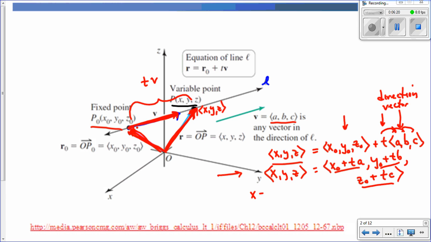So x would be equal, this x right here is equal to this component, x naught plus a times t, y, this component, is y naught plus b times t, and z is equal to z naught plus c times t. And notice in this parametric form, we have the point, that initial point, the x, the y, and the z components, the coordinates for that initial point that's on the line, and then the coefficient of these t's is that vector's components that we know was parallel to that line that we were looking for.